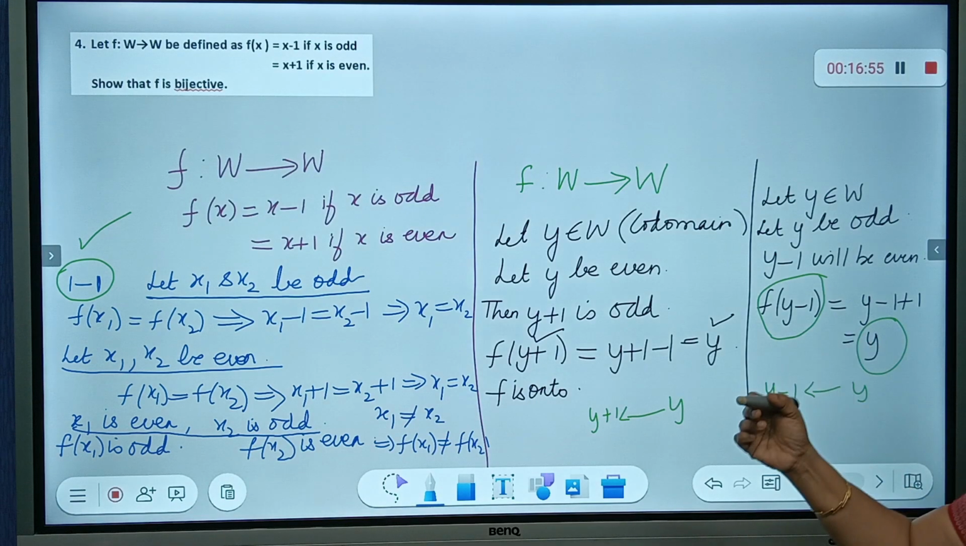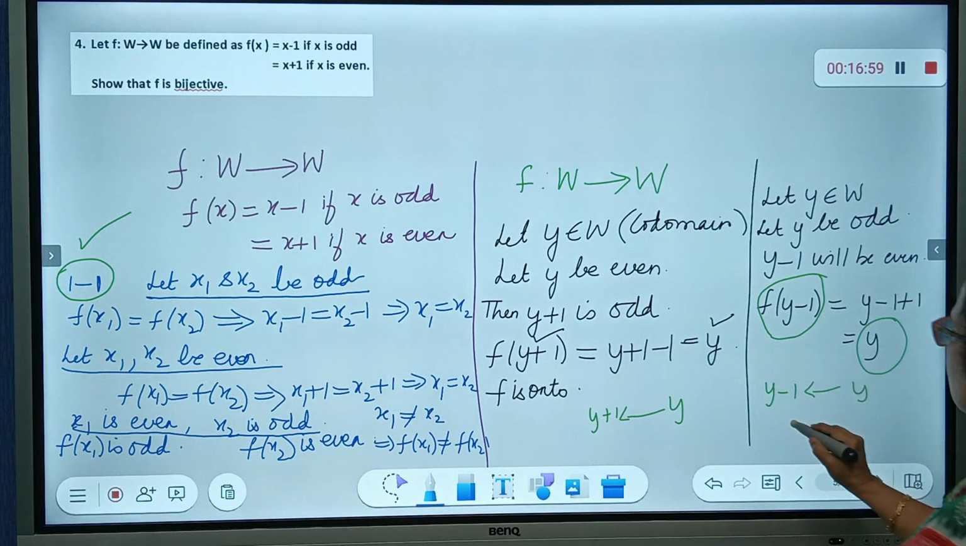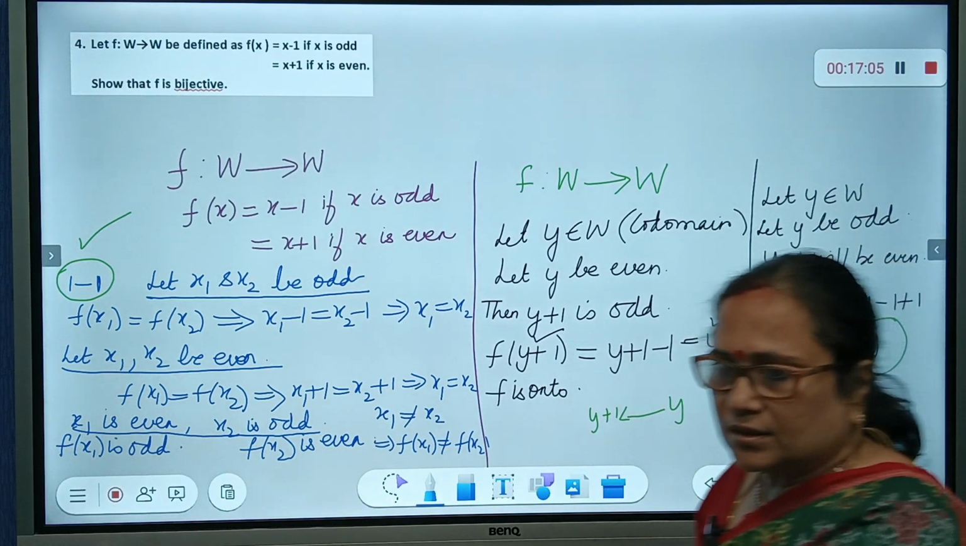So we have proved that f is 1 to 1 and f is onto, therefore it is a bijective function. Is it clear?